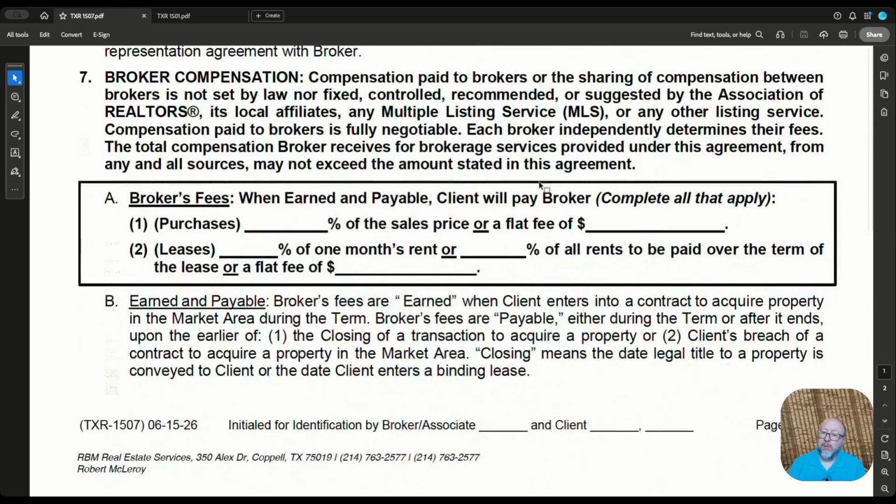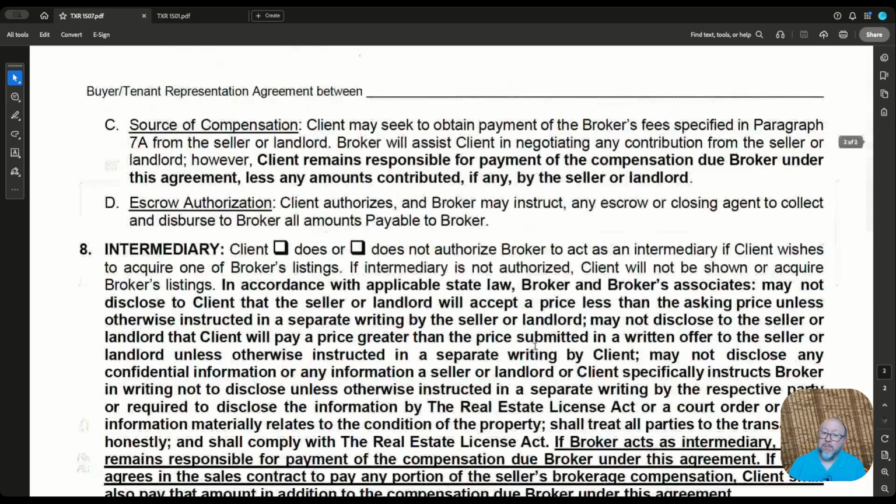Earned and payable. Let's go back to this. Broker's fees are earned when client enters into a contract to acquire property in the market area during the term. So again, a contract is fully executed in that case. That's when it's earned. Broker's fees are payable either during the term or after it ends, on the earlier of the closing of the transaction or client's breach of a contract to acquire a property in the market area. All right, so it's payable again on closing or if the client breaches the agreement. So if your client backs out, but you'd previously earned the agreement, then your fees are now payable.